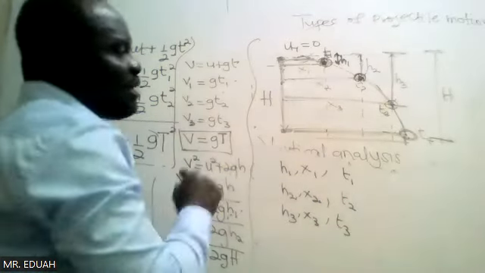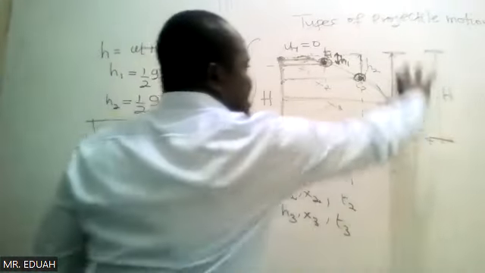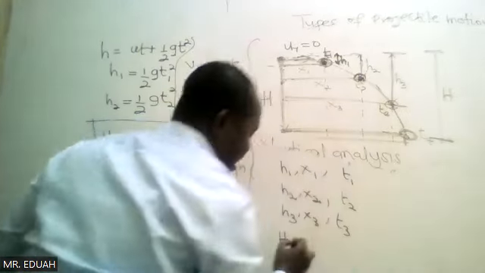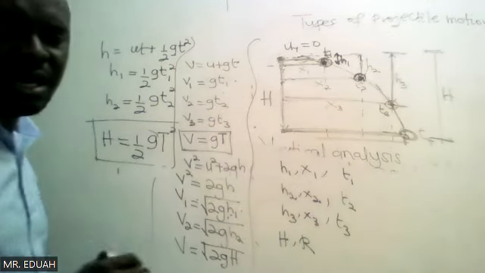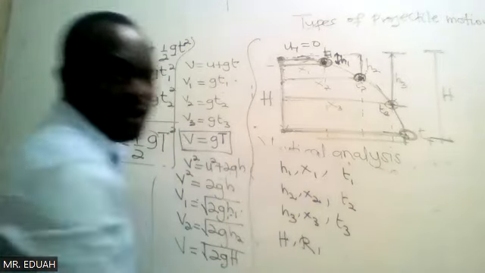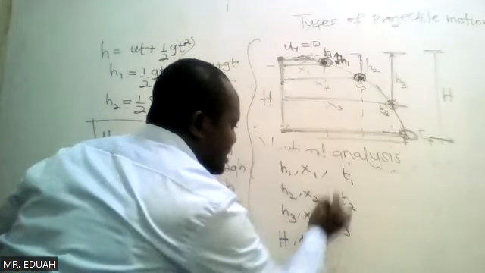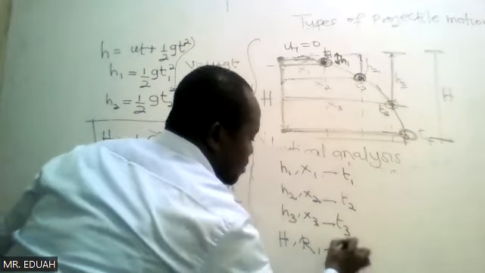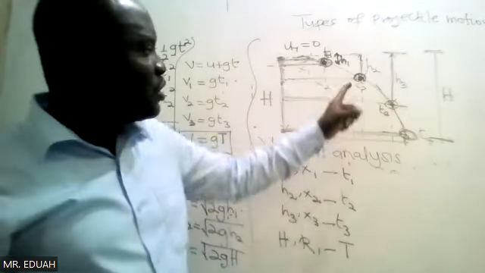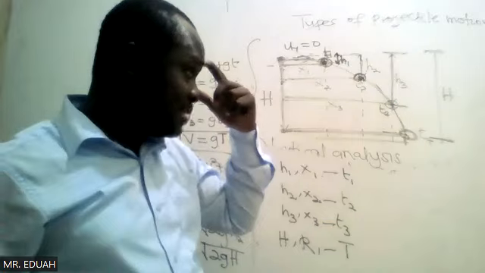Meaning, when the body just drops on the ground, vertically it is displaced by h. Horizontally it is displaced by r, the range. And what is the time taken to make this vertical and horizontal displacement? The time of flight. So the body takes the same time to cover a vertical displacement and a horizontal displacement.